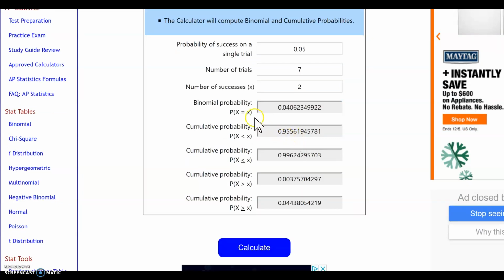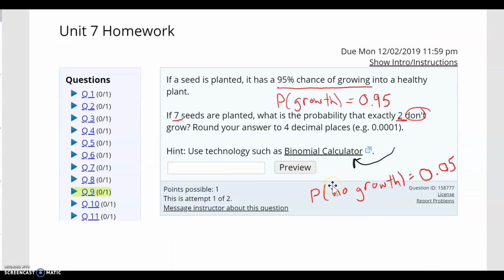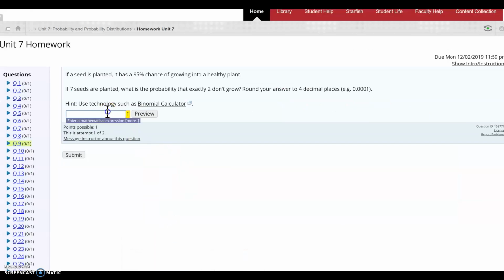So the number I want is the one that says the probability of exact. So I need this 0.0406. So let's go back to here. I need 0.0406. All right, let's type that in to make sure that's correct, and submit.